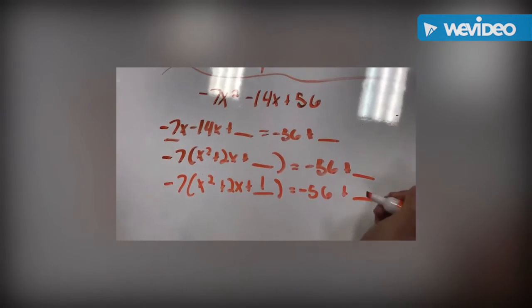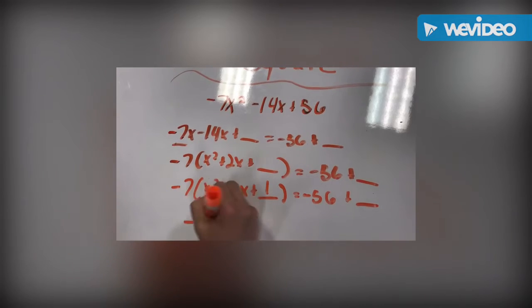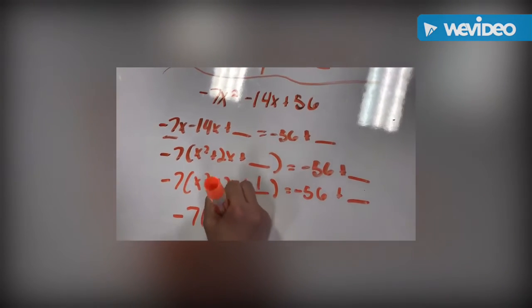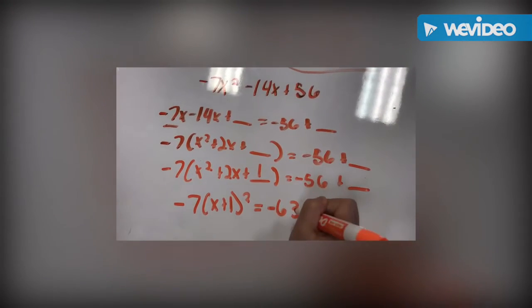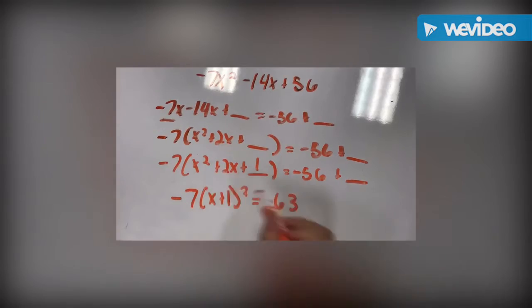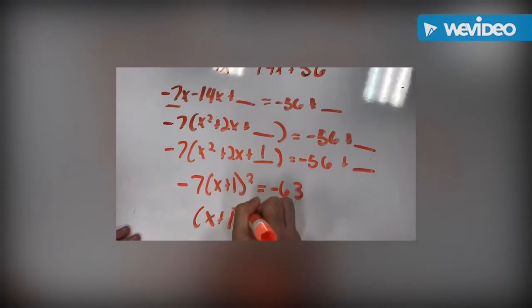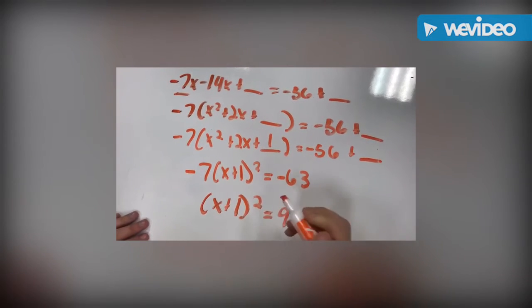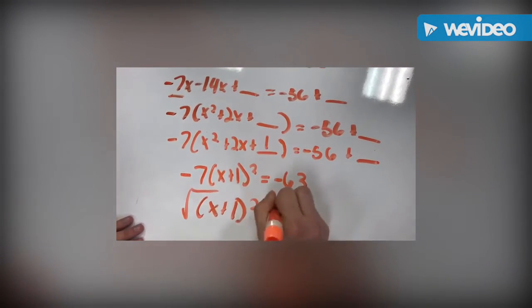To complete the square, negative 7 times x plus 1 squared equals negative 63. Cancel out the GCF and divide negative 63 by negative 7. x plus 1 squared equals 9. To cancel out the square, take the square root of both sides.